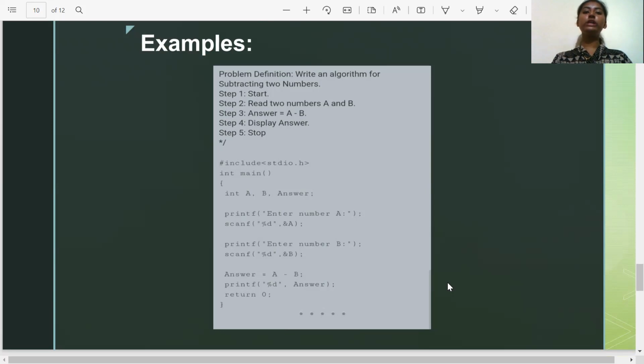Here, the coding includes first declaring two variables, then printing A, then scanning A and printing, taking the value of B and scanning B. Answer is equal to A minus B. Printing A minus B. We run the program. We get the answer.